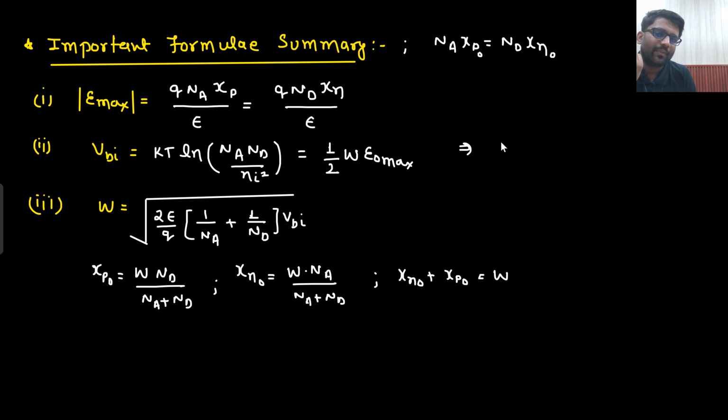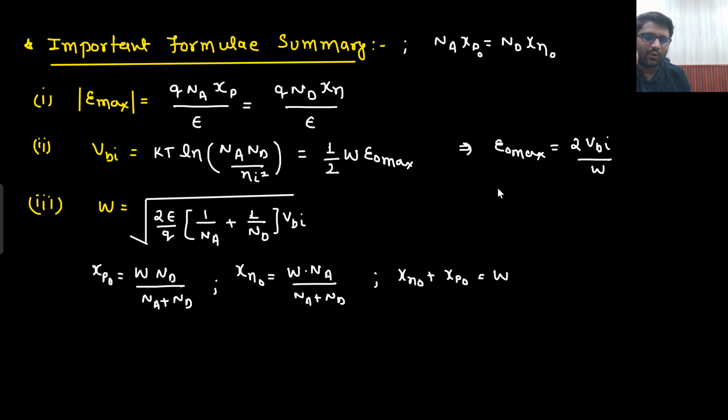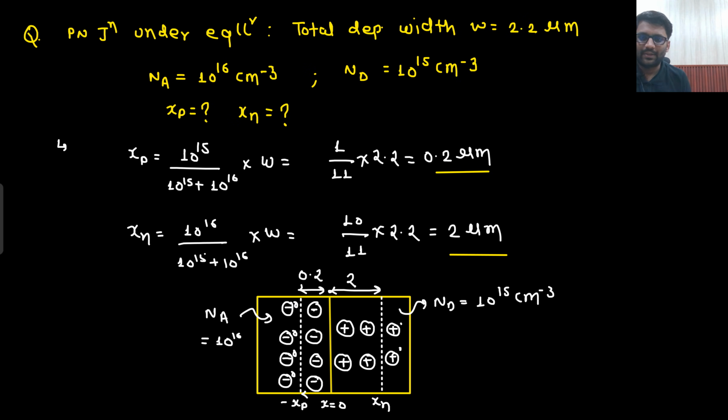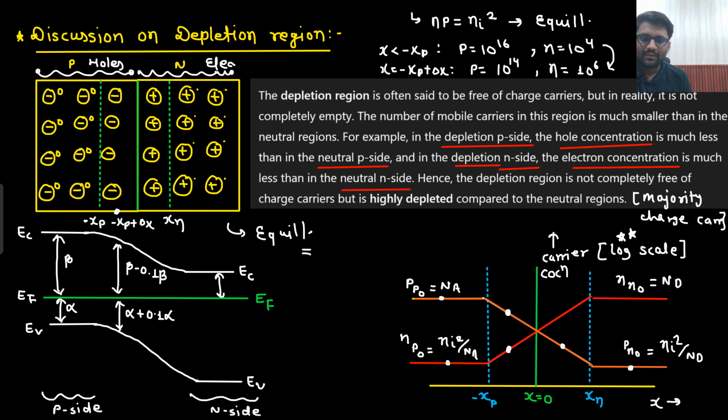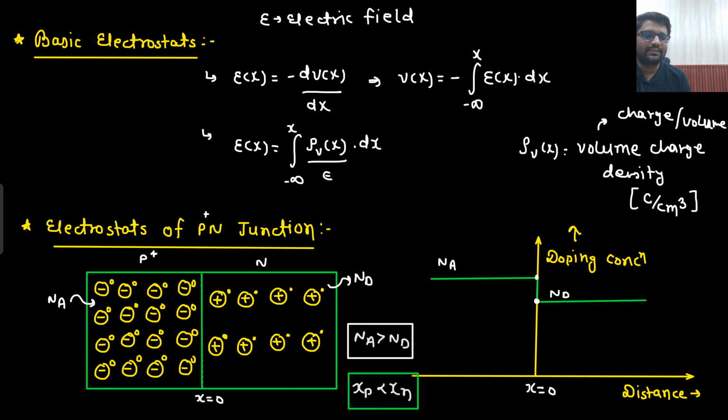Okay. Can we see more things from here? If someone wants to remember E naught max, then it would be equals to 2 into V built-in divided by W. Right. So a lot of formulas could be derived, but on a top level, this slide you need to revise, and all your formulas will be revised. Is there anything that we are leaving behind? Let me check if there is any formula that we have left. n into p equals to Ni square, that we already know, and this was the formula. That's it.